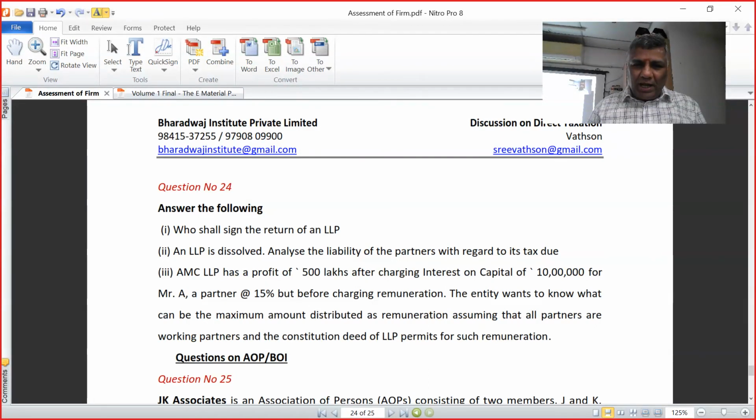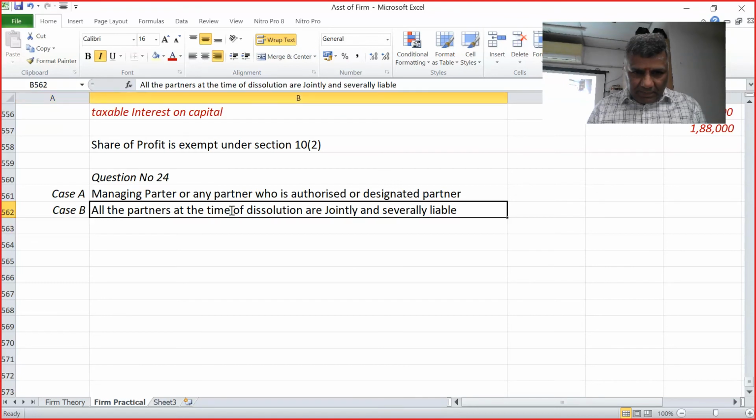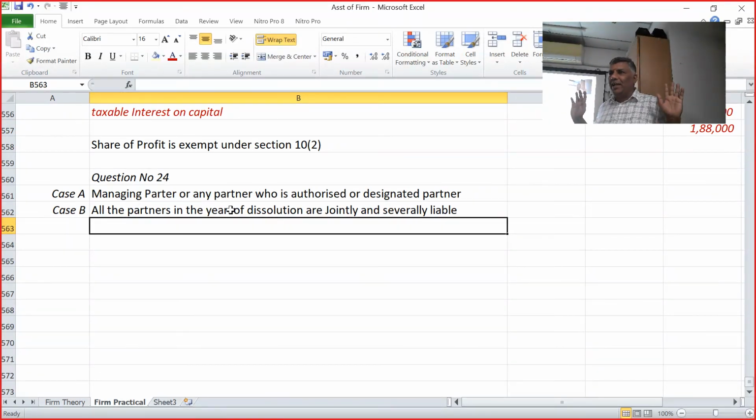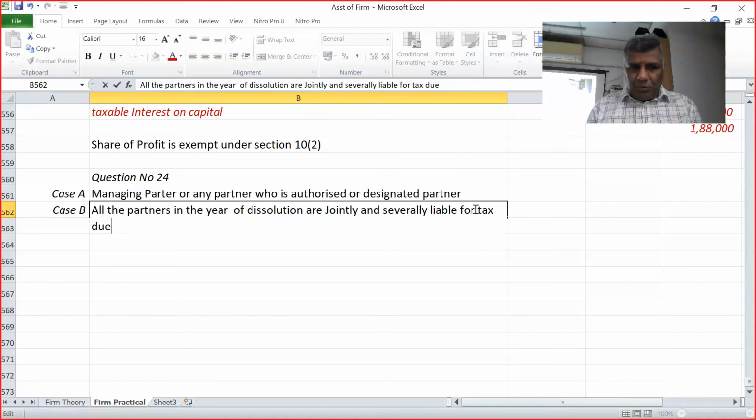An LLP is dissolved. Analyze the liability of the partners with regard to tax due, which we all know. All the partners at the time of dissolution are jointly and severally liable. One mistake: all the partners in the year of dissolution. Even if a partner retires on January 1st and the firm is dissolved on March 31st, he will also be liable in the year of dissolution, jointly and severally liable for tax dues. The AO shall raise the entire demand even against one partner.